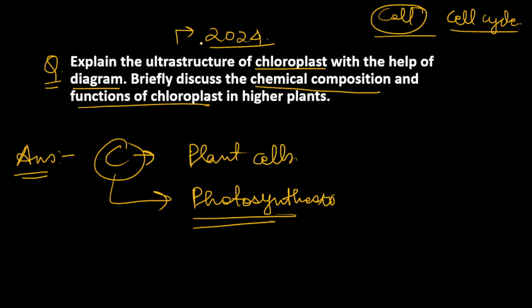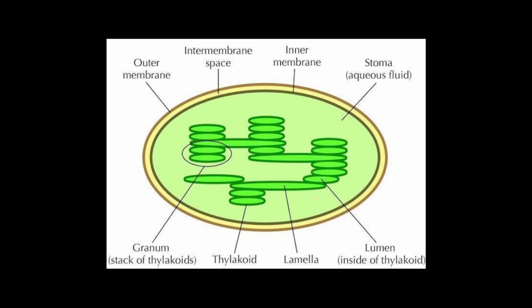Now we will see the ultra structure of chloroplast with the help of a diagram. This is a very simple view of chloroplast. First of all, you will find that we have an inner membrane and an outer membrane. This one is the inner membrane, and here you are seeing the outer membrane. The upper portion is the outer membrane, the inner one is the inner membrane, and in between both membranes you will find the intermembrane space.